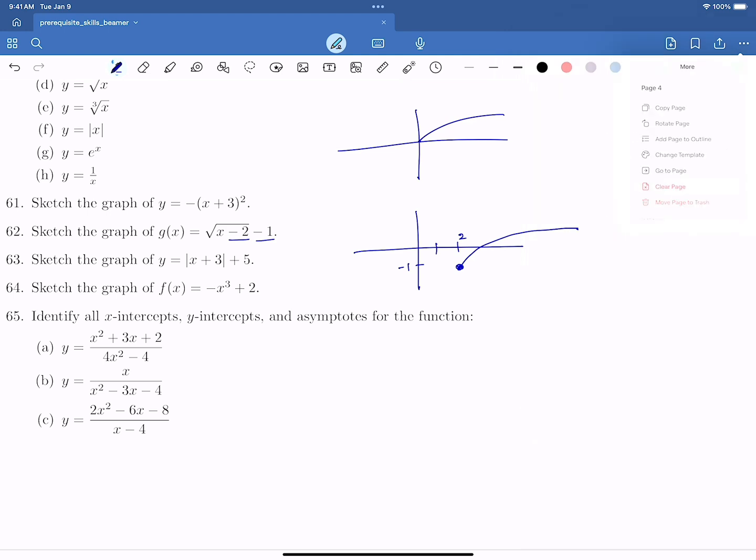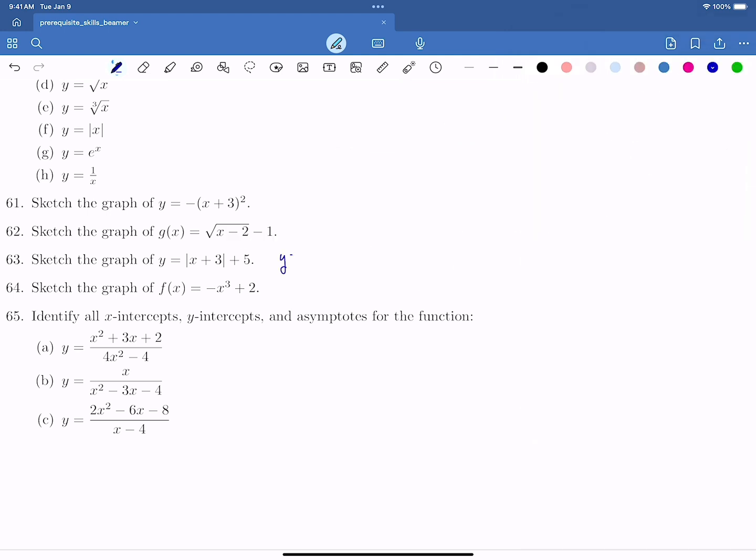The next one, parent function would be y equals absolute value of x. So that piecewise linear function. And then we have some transformations here. Plus 3 is going to make it go left 3. 1, 2, 3. And the plus 5 is going to make it go up 5. 1, 2, 3, 4, 5. Left 3, up 5. And then it's going to have a slope of 1 on the right and negative 1 on the left. So it will look like that.